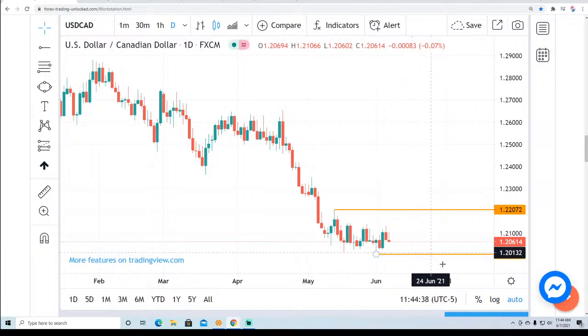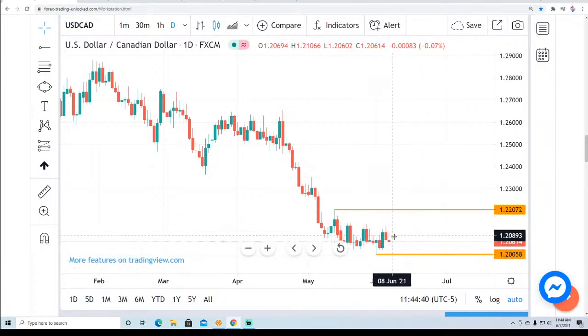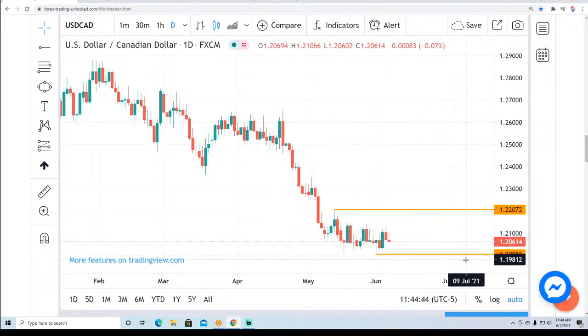So be very cautious being a buyer here. I would look for rallies to sell, and especially in front of previous highs.